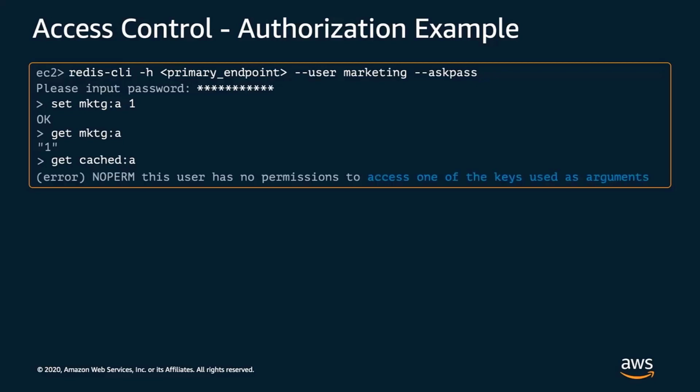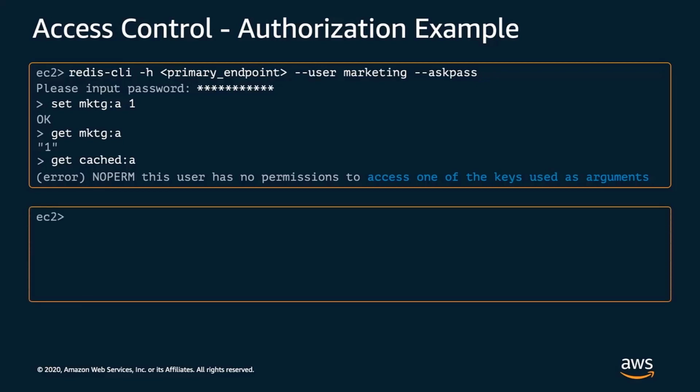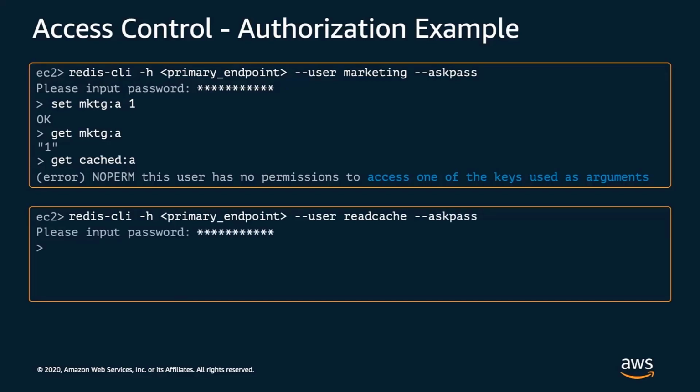And that gives us an error because remember, we restricted the key space to anything with mktg or marketing, and this begins with cached. I highlighted the section of this error message because it's going to be different than the next example. Here we're connecting with the read cache user, and we're going to type in our password. So we use the get command to fetch the key that the marketing user just failed at. All right, worked good. Got a successful response because we are authorized for that key space.